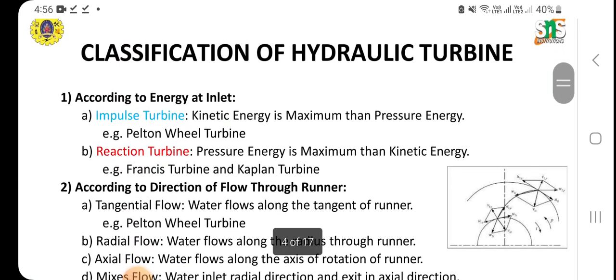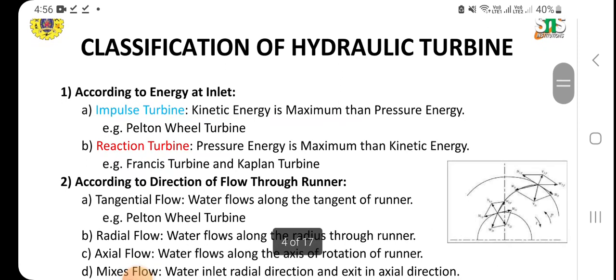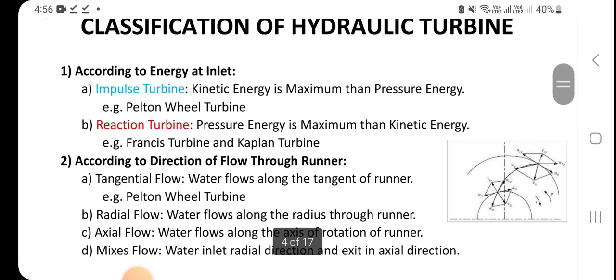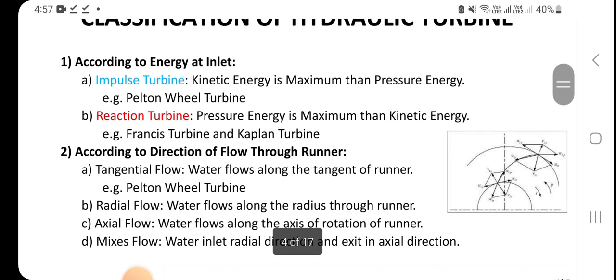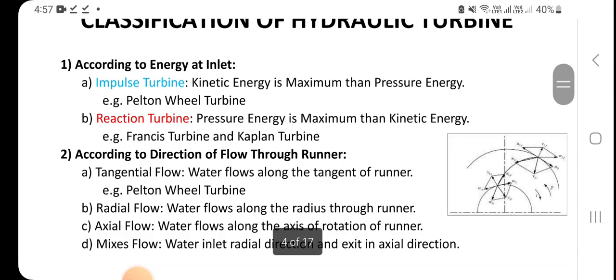Classification of hydraulic turbines is based on the energy at inlet and the direction of flow through the runner. According to energy, there are impulse turbines and reaction turbines. In an impulse turbine, kinetic energy is greater than pressure energy. Example: Pelton wheel turbine. In reaction turbines, pressure energy is greater than kinetic energy. Examples are Francis turbine and Kaplan turbine.